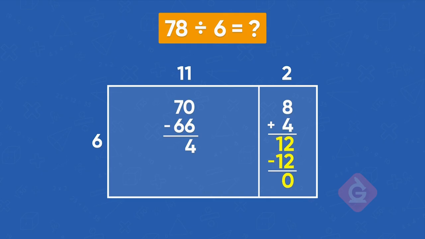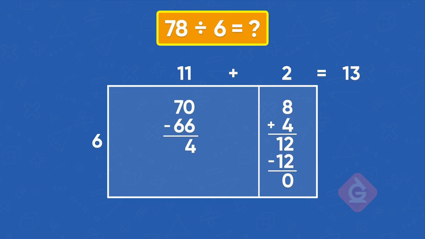Precisely. Now all you do is add up the numbers you have along the top of the box to find the total length of this side. 11 plus 2 equals 13. Right. So this means that 78 divided by 6 equals 13. So we have 13 of each type of fossil.